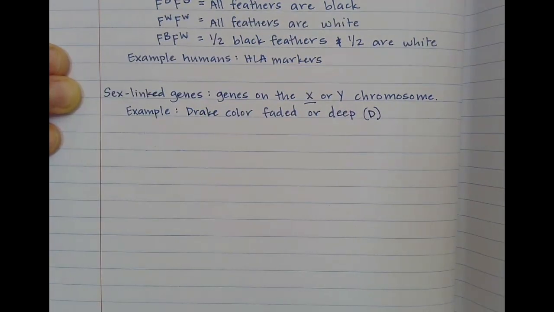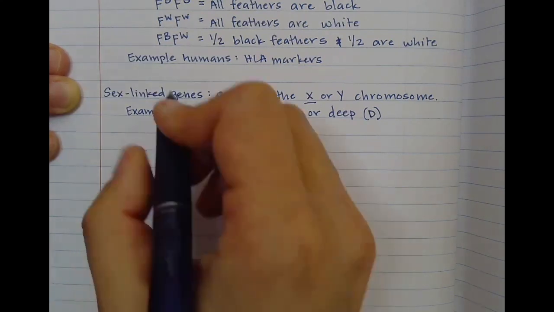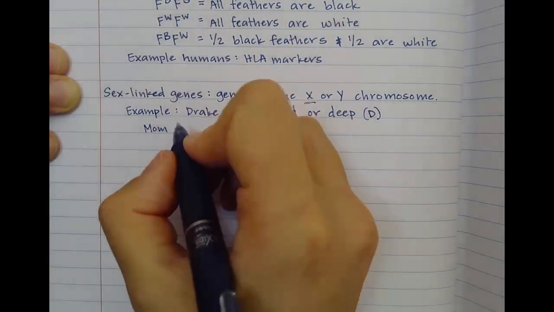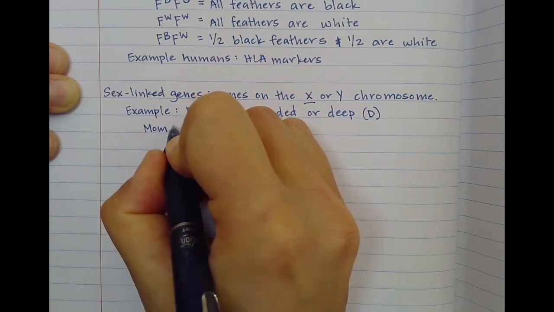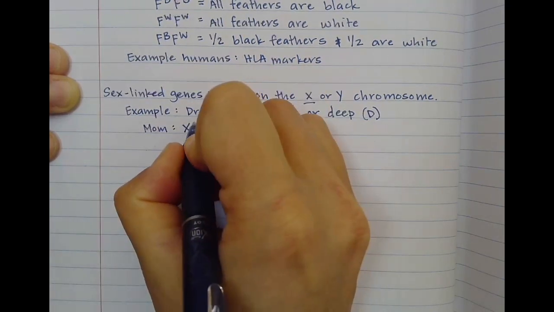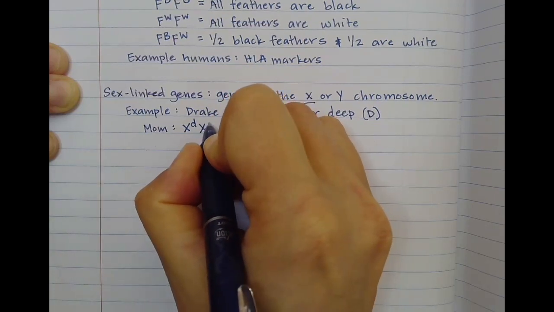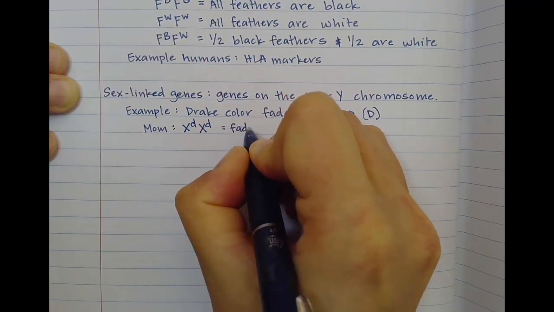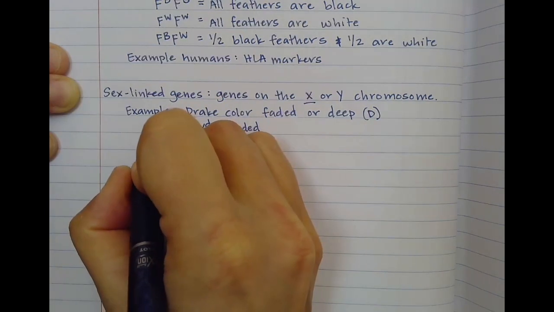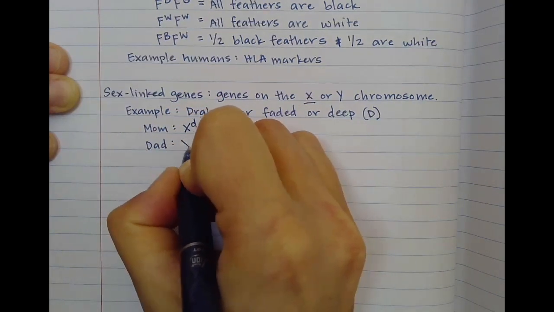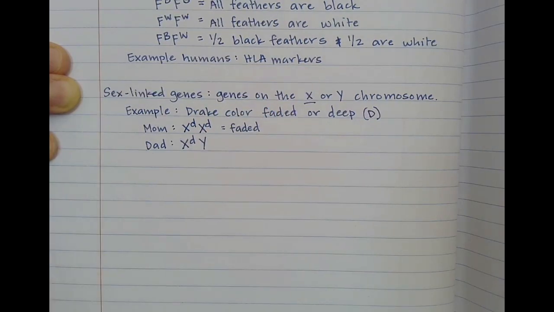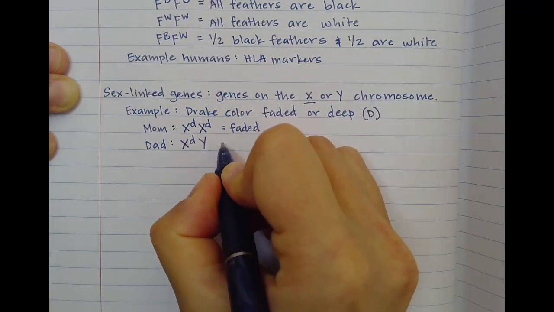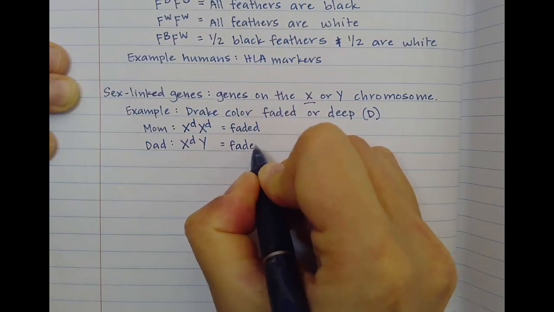So let's see what happens when we have our different parents. So moms have 2 of these X chromosomes. So a mom that has X chromosome little d, X chromosome little d, is going to be faded in color. That's the way that she'll have the recessive trait. For dad to have the recessive trait, because he only has 1 X chromosome, and then he has a Y chromosome, he only needs 1 copy of that recessive allele to have the recessive faded phenotype.